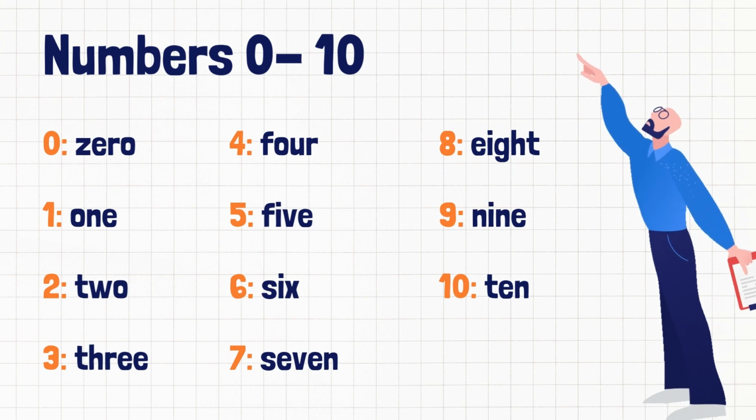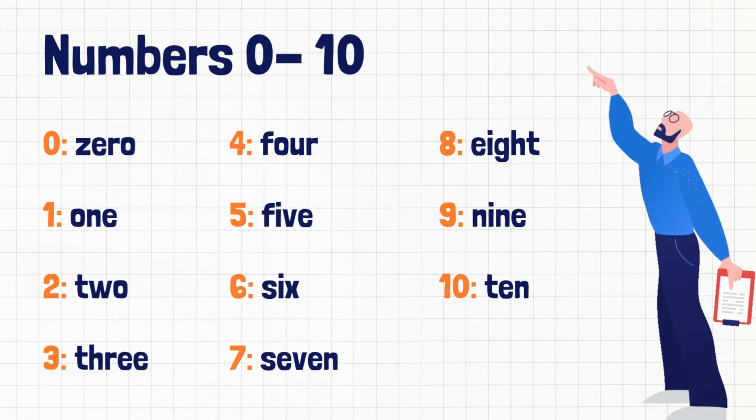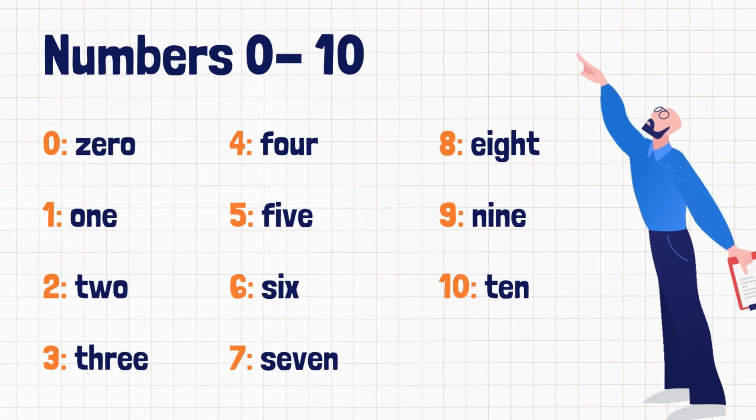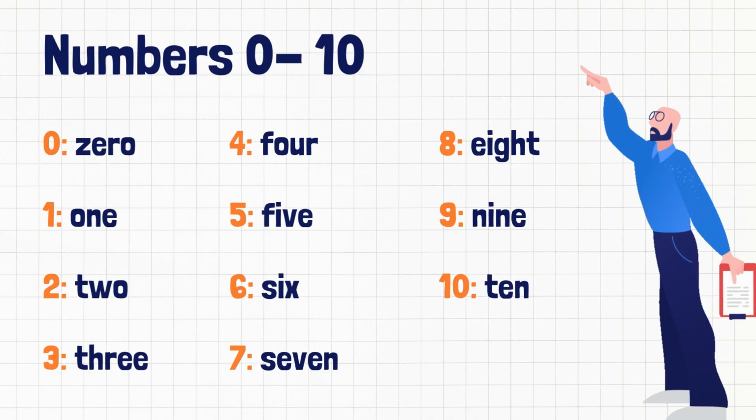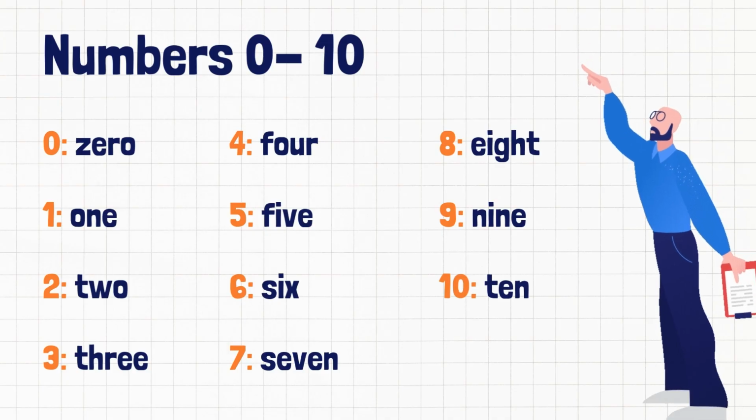Numbers from 0 to 10. 0, 1, 2, 3, 4, 5, 6, 7, 8, 9, 10.